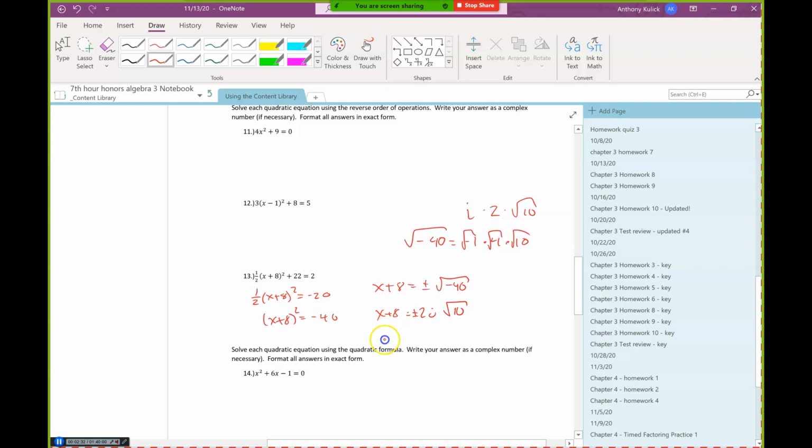And then our last step would just be to subtract that 8 over. And that's as good as you can do. Does that feel okay?